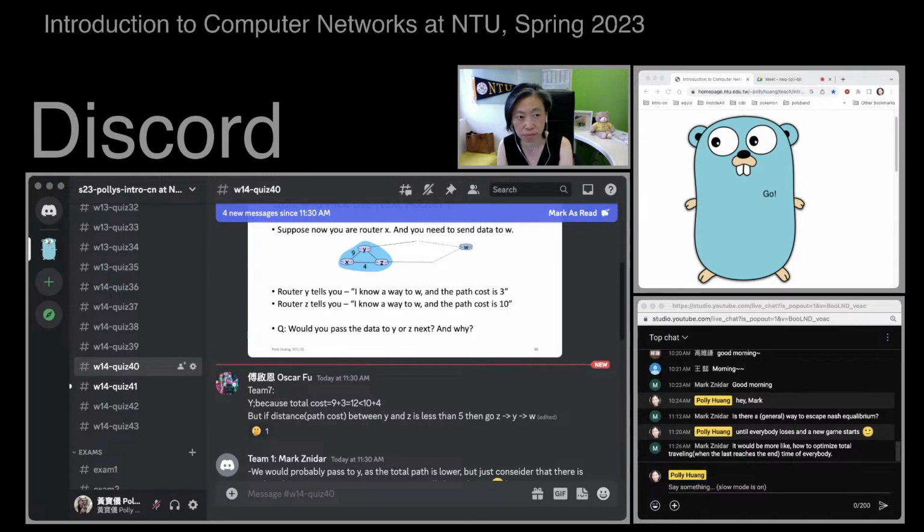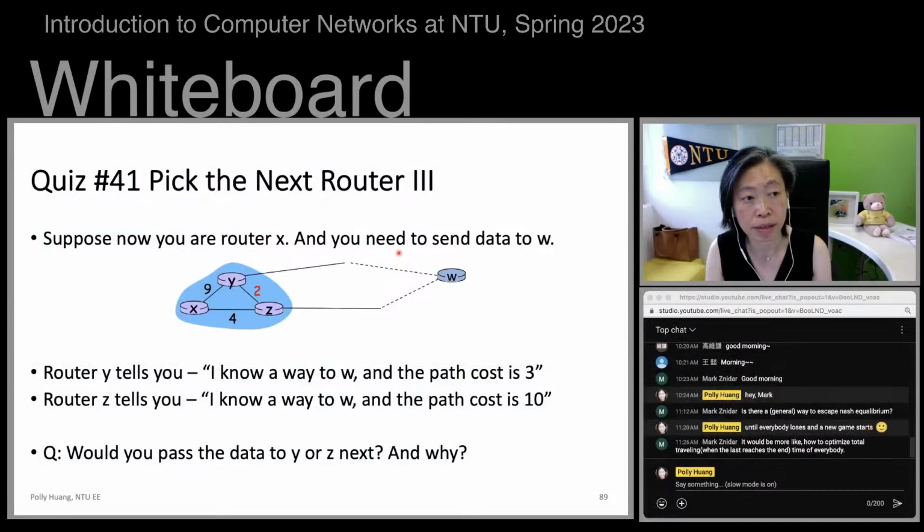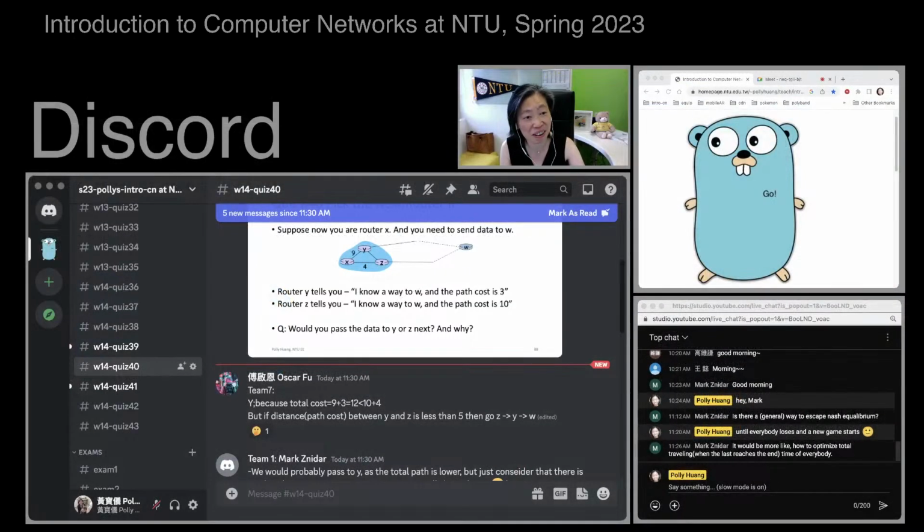Now, quiz 41. Okay, let's go back to the PowerPoint slides. All right. This is the third try. And what's different from quiz 40 to 41 is this. Suddenly we know the cost between y and z. Given that, how would you pass the data, through y or through z to w? Okay, similarly, go to Discord. You have 1 minute.